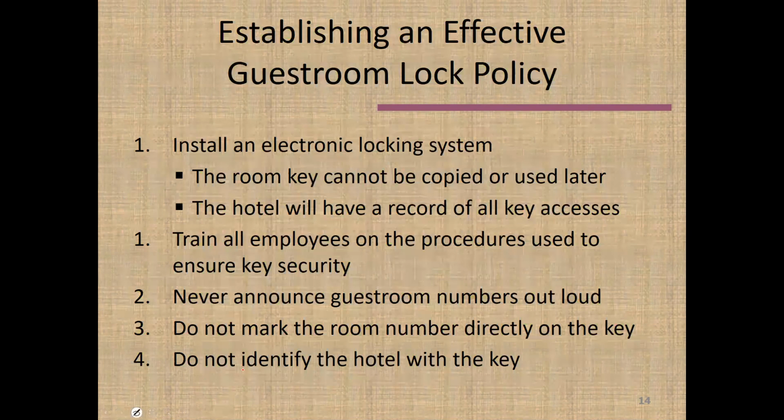Motels and hotels like to advertise naturally. You want to increase your customer base, but a good place to advertise is not on the key because, again, that creates the potential for somebody to use that key and gain access to a room to which they are not entitled. So you want to have those room keys to be as bland and as uninformative as possible. No room numbers, no hotel information.